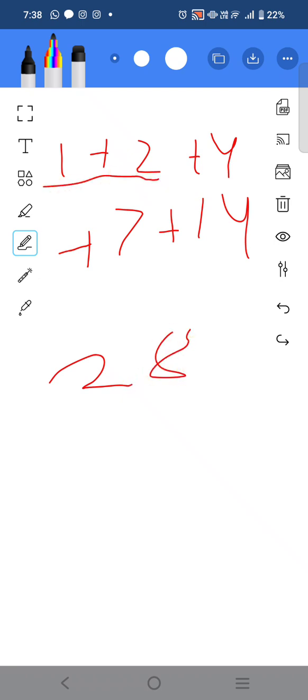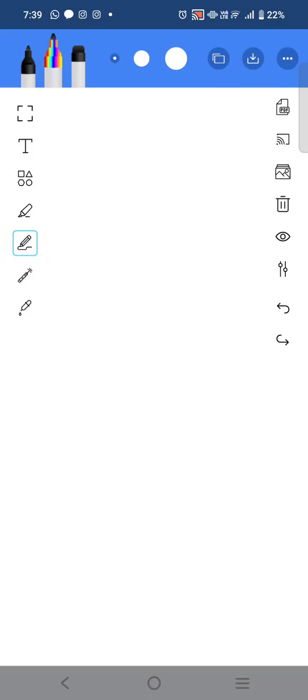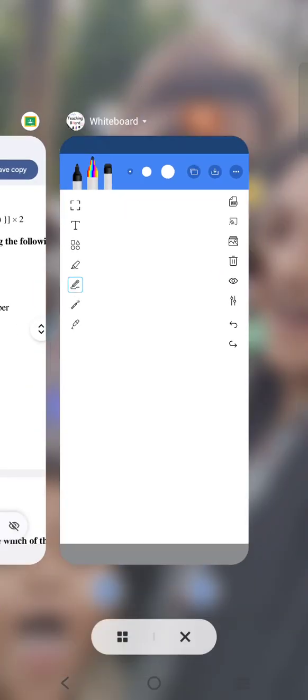1 plus 2 is 3. 3 plus 4 is 7. 7 plus 7 is 14. 14 plus 14 is 28. That's it. Now 28 is a perfect number. Okay, let's go on to the next one. We're going to write here: it is.